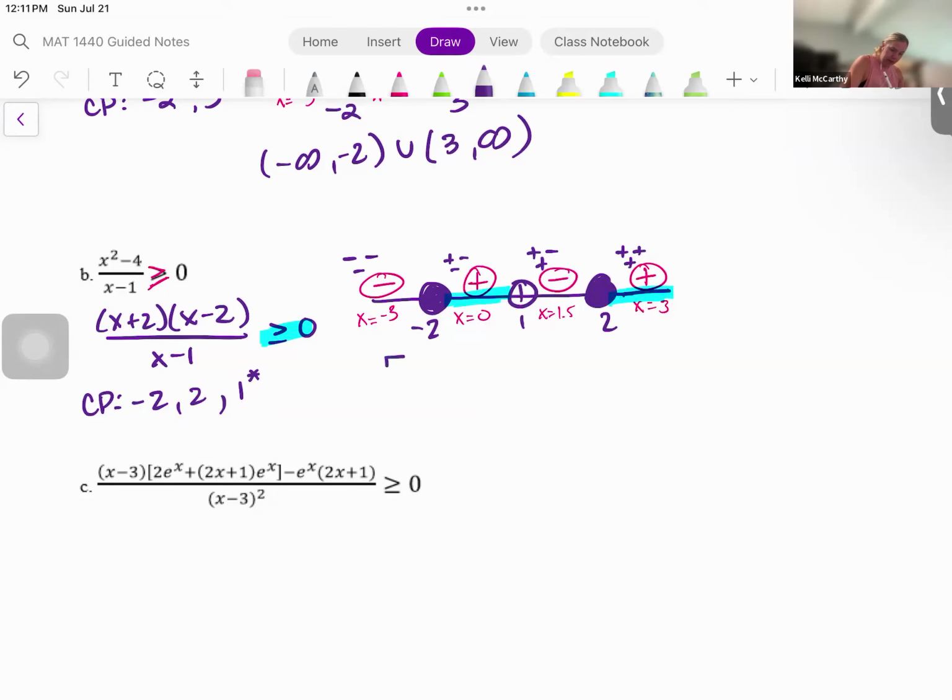So that's going to be from negative 2 to 1. And notice we're including negative 2. We are not including 1. Union 2 to positive infinity, where we are including 2.